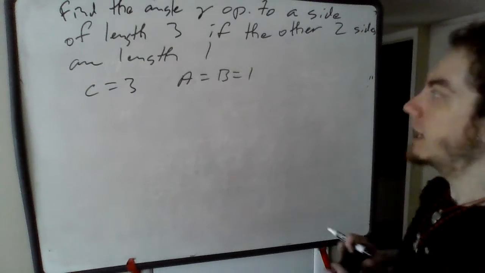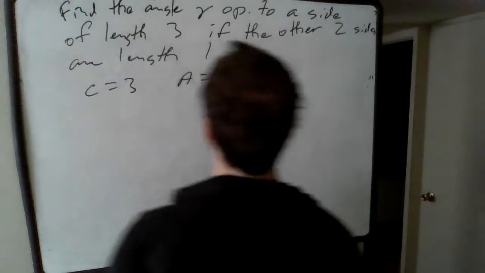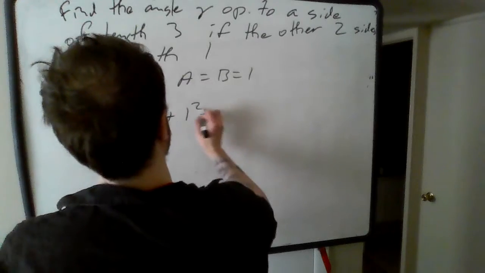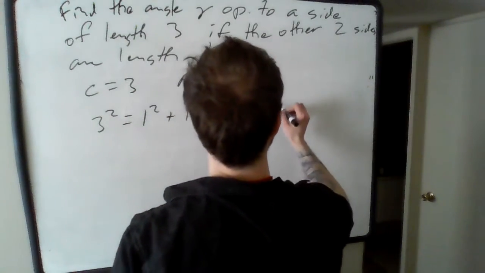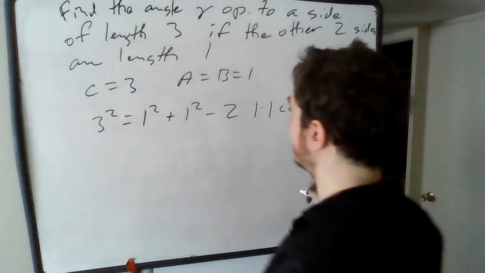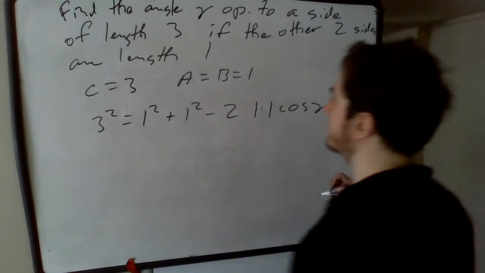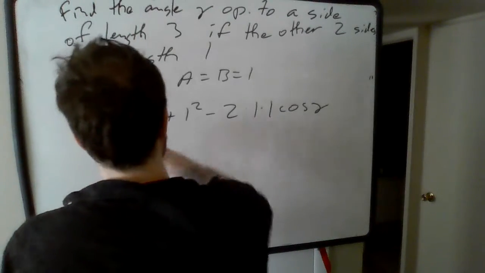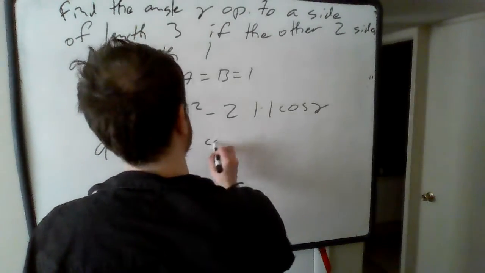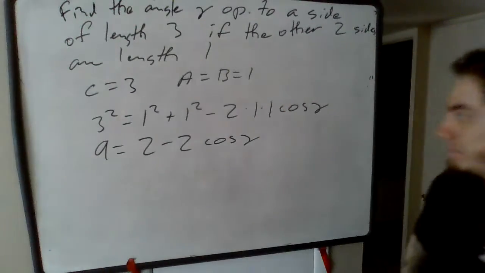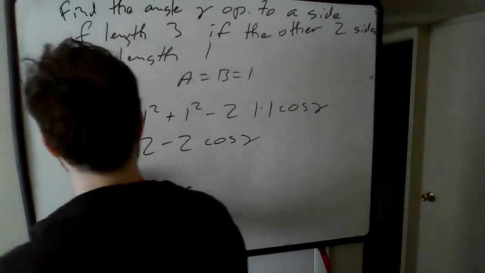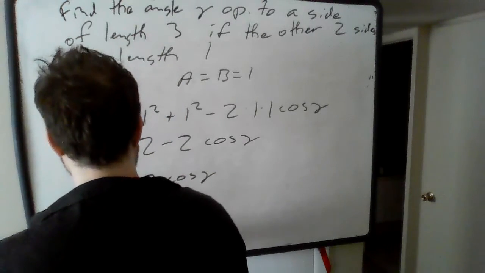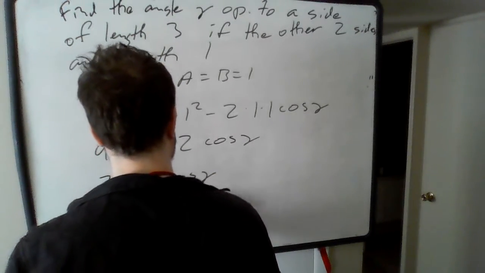I can't draw one. What you're going to find happens here is you have 3 squared equals 1 squared plus 1 squared minus 2 times 1 cosine gamma. So this tells me that 9 is equal to 2 minus 2 cosine gamma. And this tells me that 7 equals negative 2 cosine gamma. So negative 7/2 is equal to the cosine of gamma.